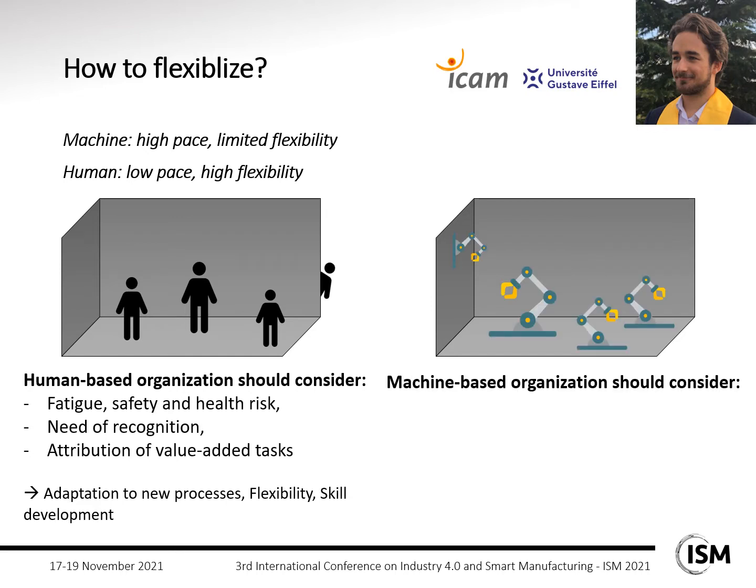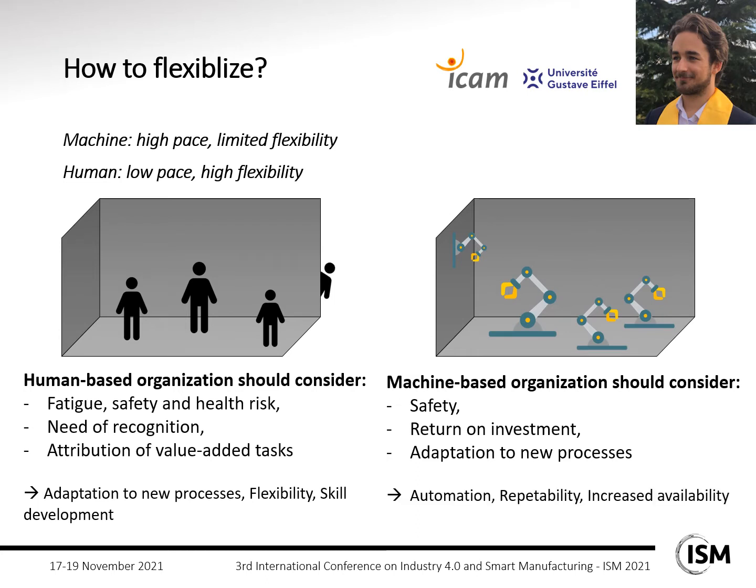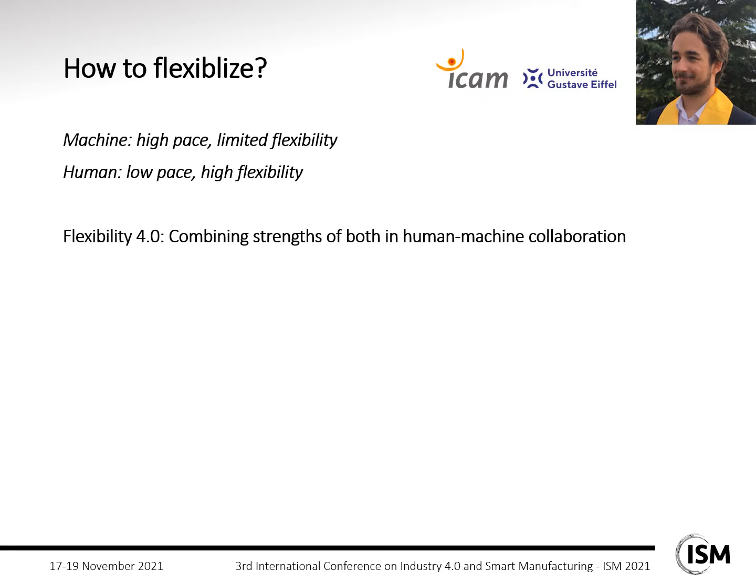On the other hand, machine-based organization should consider problems such as safety, return on such big investments, of course, and adaptation to new processes, which is not as easy as with humans, but in exchange for automation, higher repeatability and increased availability. This is where Flexibility 4.0 comes into play by combining the strengths of both in human-machine collaboration.